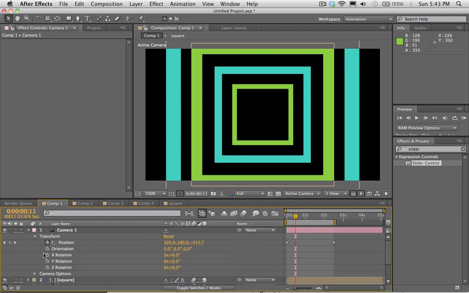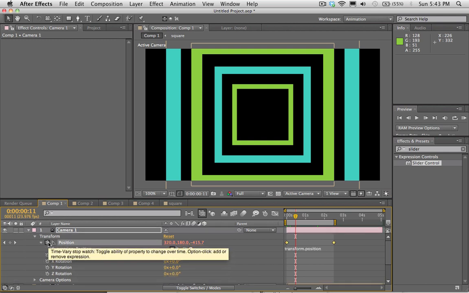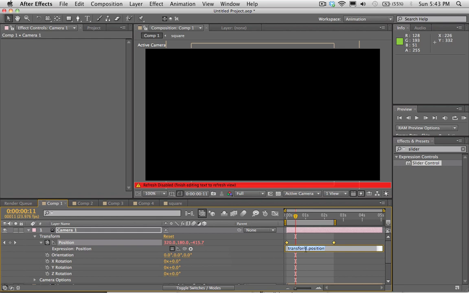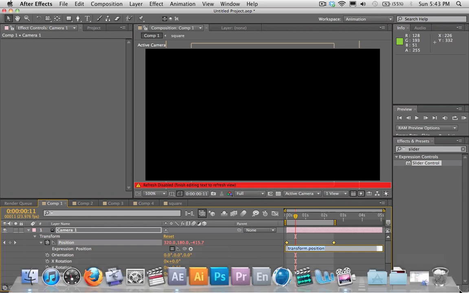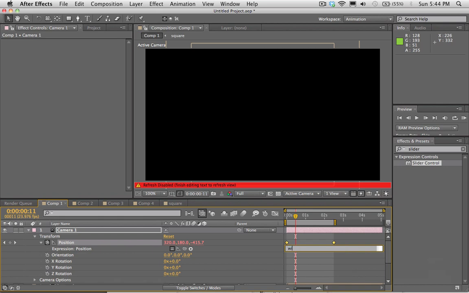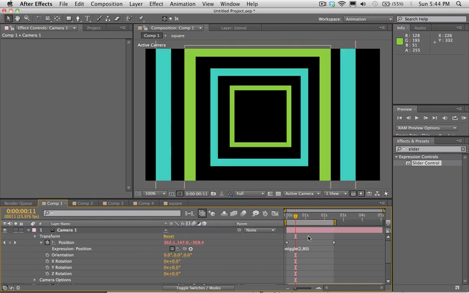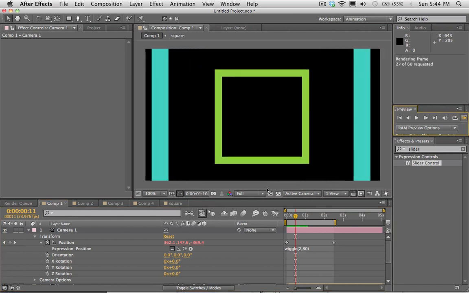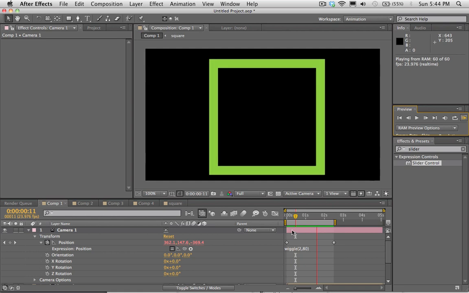and to apply an expression you hold Alt and click on the stopwatch for the position, and that's going to bring up your expressions dialog, and in there you're going to write wiggle, if I can spell, wiggle open parentheses, and I'm going to put 2,80. And I'll talk about what these numbers mean in a second, but I'll just show you what it does first.